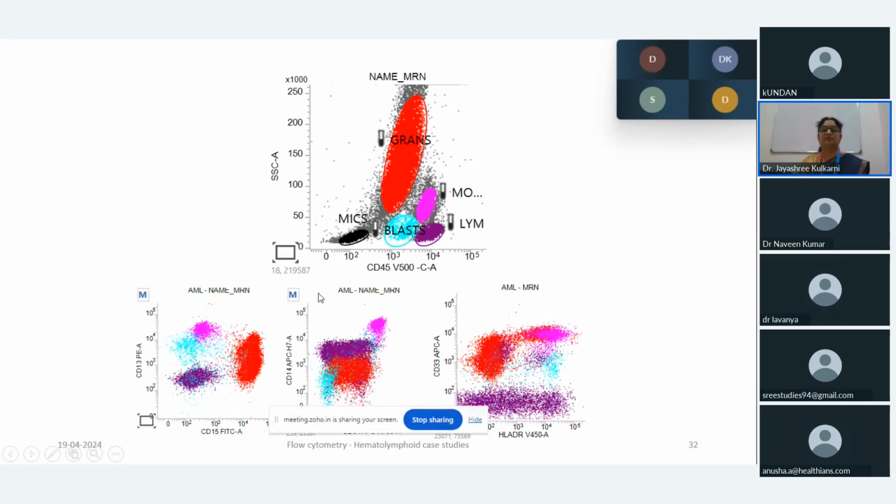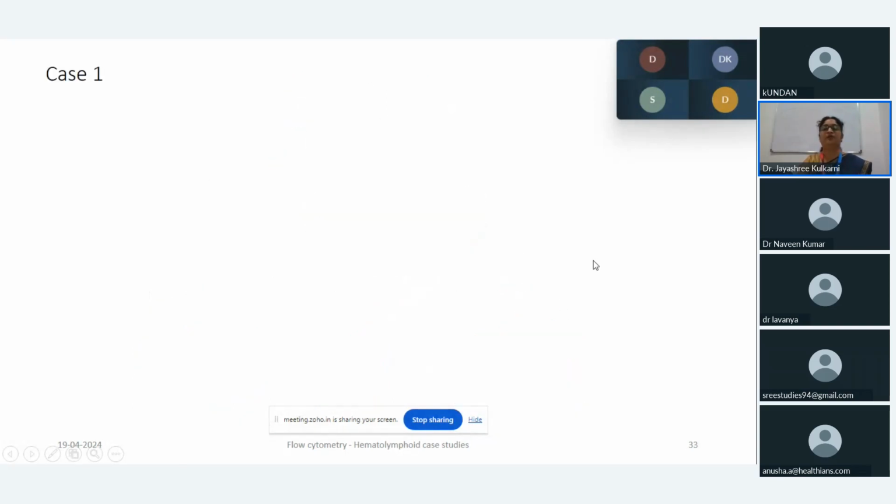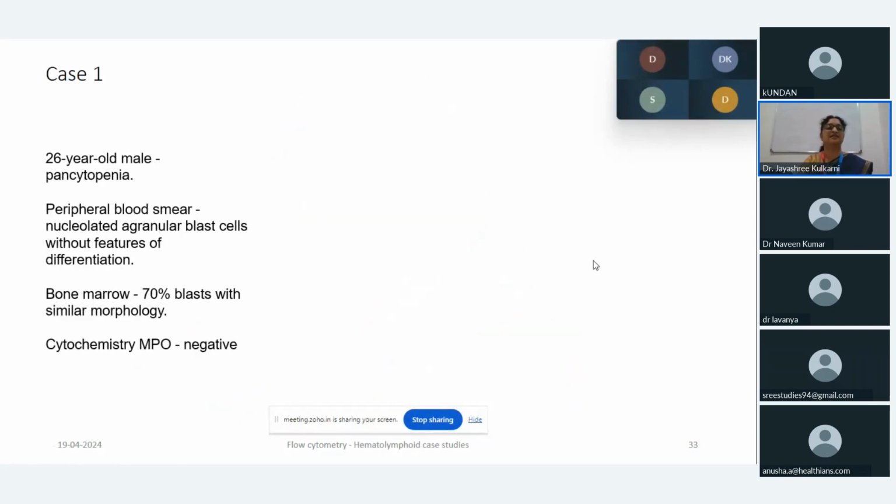This is the AML tube. So as you can see, your CD13 and 15 are brightly positive, whereas CD15 is not positive in the monocytes, but CD13 is positive. Your monocytes are positive for CD14 and CD64. And your CD33 is bright and HLA-DR is bright. So knowing these normal patterns, you will be able to solve your cases easily.